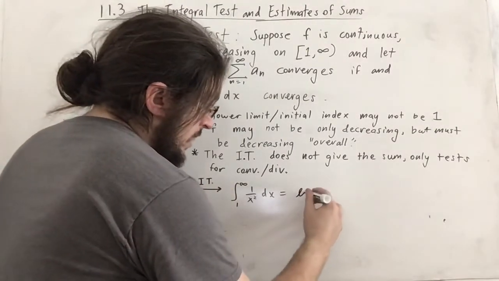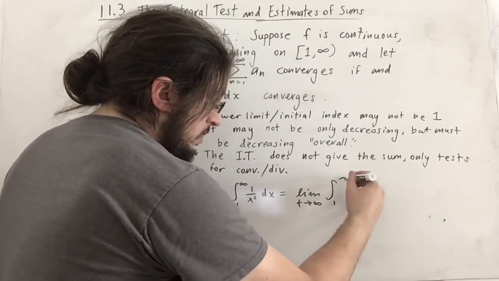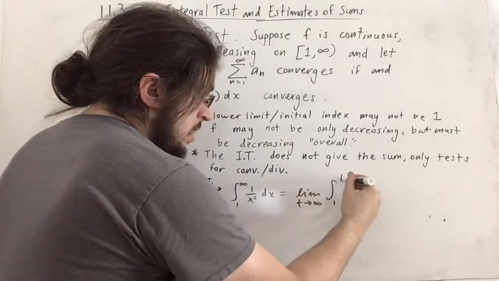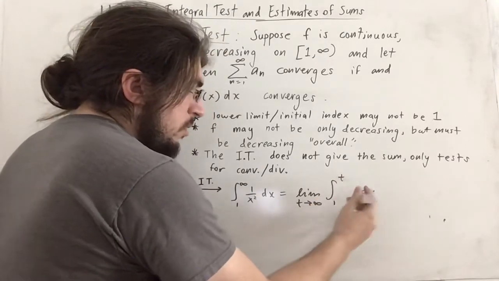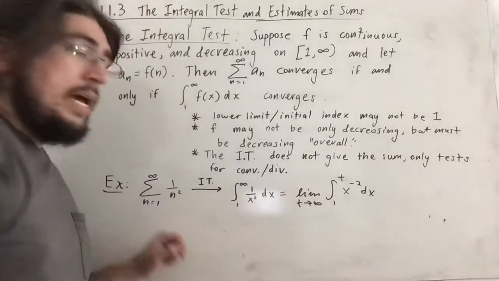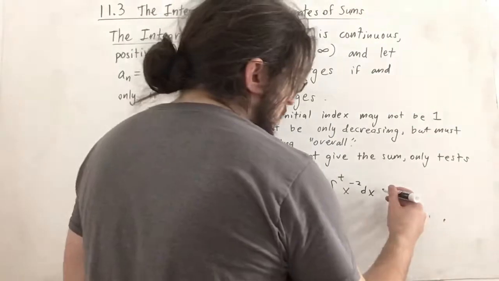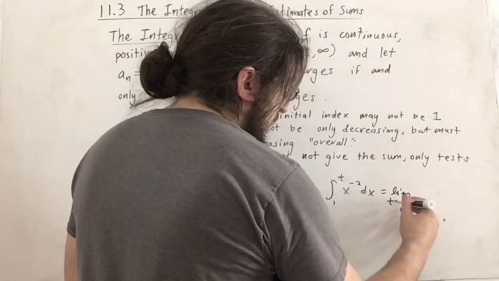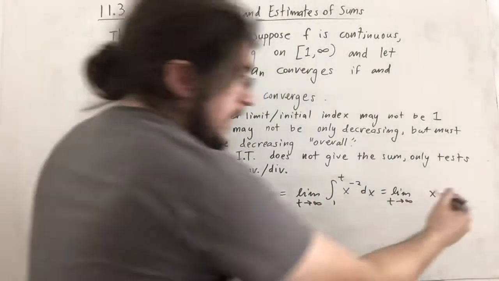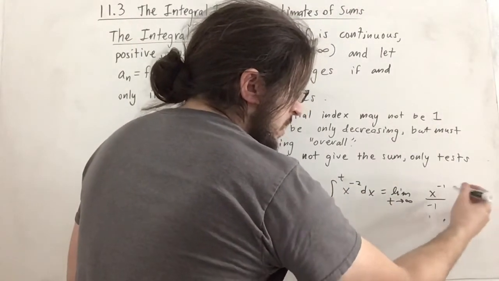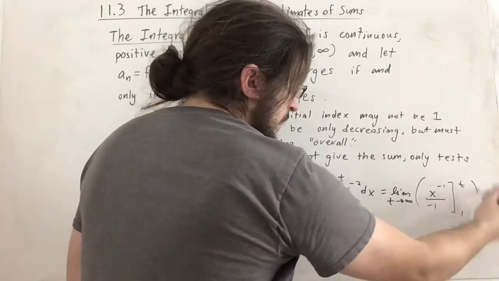So remember that we need to introduce t here. So the limit as t goes to infinity of the integral from 1 to t of 1 over x squared dx. Now to antiderive 1 over x squared better, I'm going to write it as a negative power and then apply the power rule. Remember how you apply the power rule: you add 1 to the power and then divide by the new power. So this is going to be the limit as t goes to infinity of x to the, let's see, negative 2 plus 1 is negative 1, and divide by negative 1. Then we're going to evaluate this between 1 and t, and then take the limit of that.